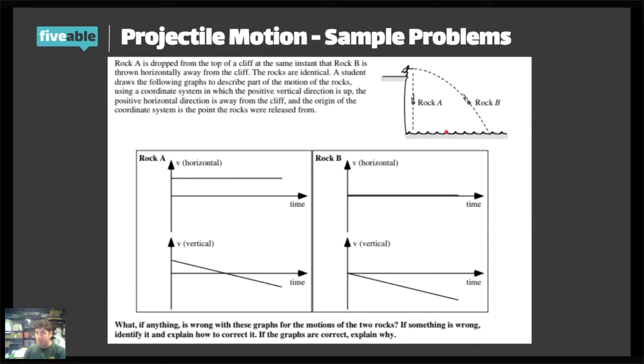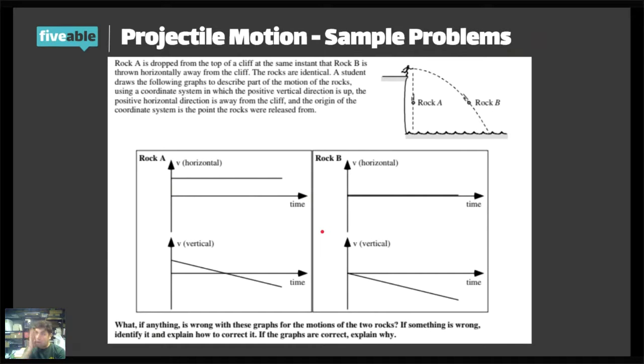It never ends up farther away from the cliff, which means already I have an issue with rock A's graph up here. This says it has a horizontal velocity, but rock A doesn't move away from the cliff at all. In fact, rock B has a horizontal velocity because it does end up away from the cliff, but this one shows it as flat, having a 0 velocity. That's not right either. So really, these graphs almost look like they're switched. Rock A's horizontal graph should be zeroed, and rock B's should be some positive value.